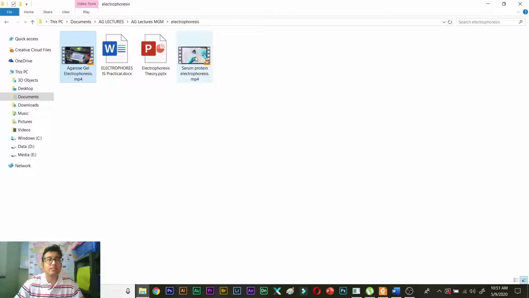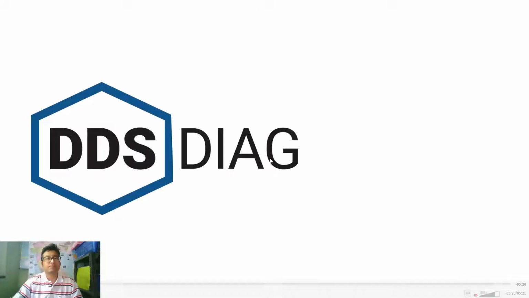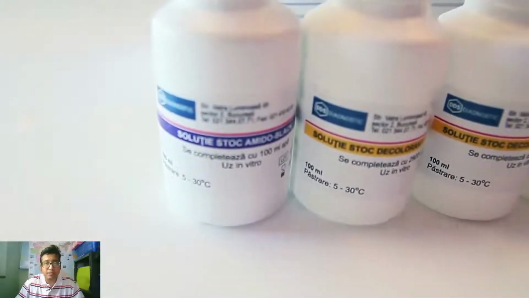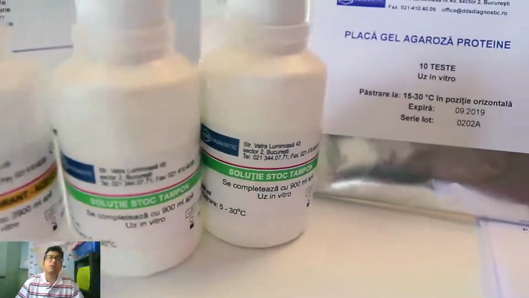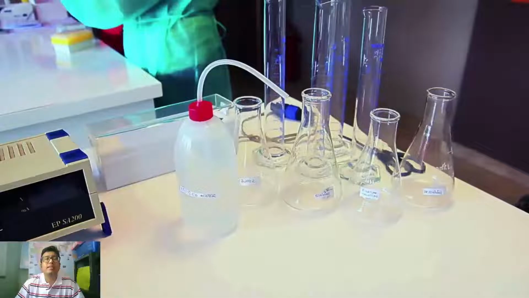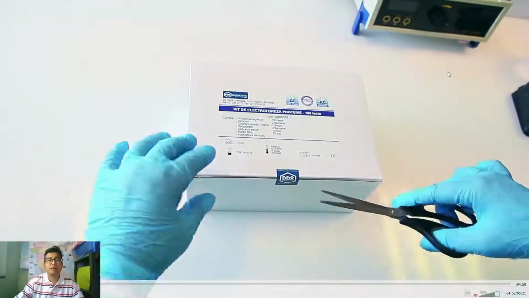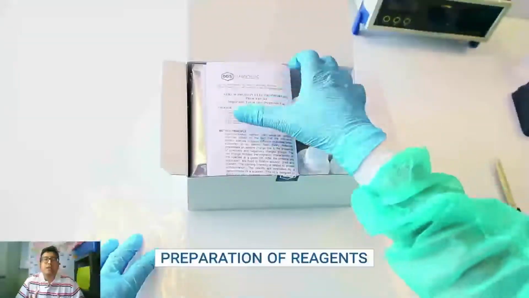So let us first see the protein electrophoresis, okay. So it's a video from DDS Diagnostics. So they are showing serum protein electrophoresis in their lab. Now all these materials are available as commercial kits, or they can be prepared in the lab. So this is the power supply, okay. So let us see how it's done in a step by step manner.